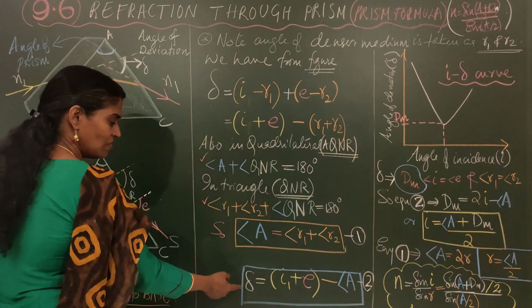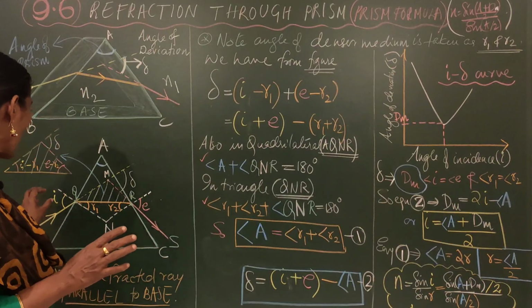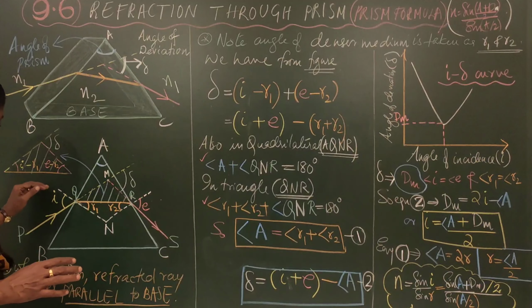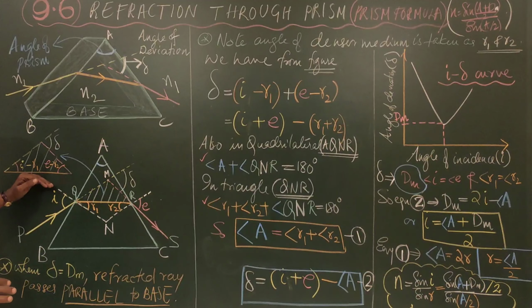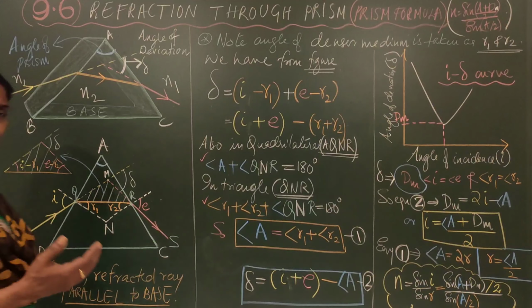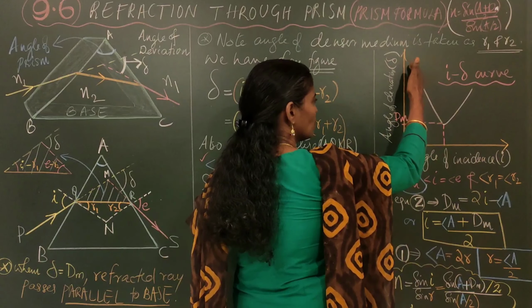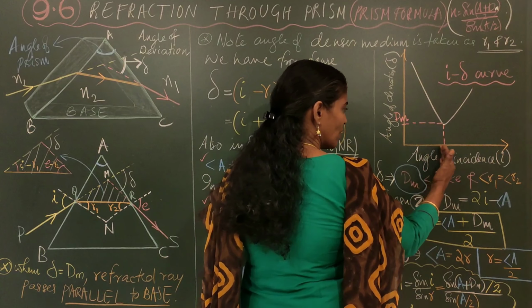Now, you can have a figure to show how I varies with D. When you change I, you are slightly increasing it. Initially let it be 20 degrees, 30, 40, 50, 60, 70, 80, and so on. Suppose you vary it from say 20 to 80 degrees, you are increasing. At that time what you can see is that initially the deviation goes down as I goes on increasing.